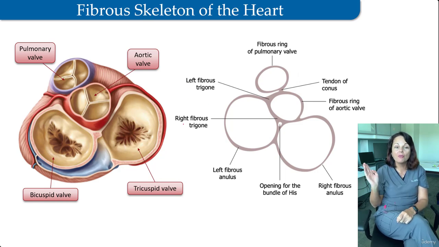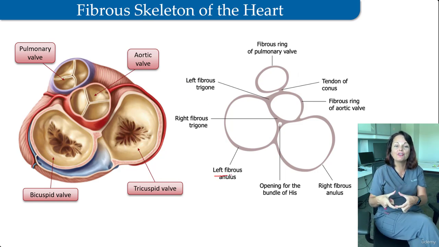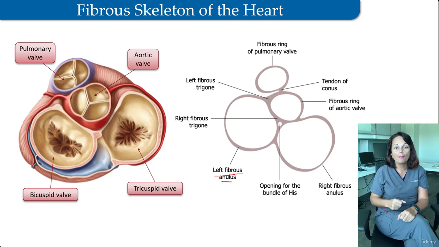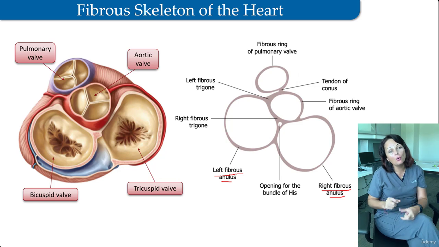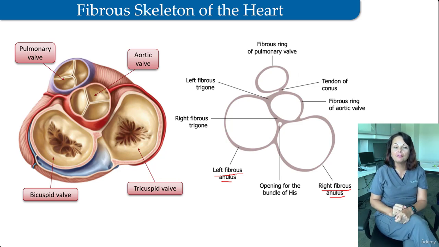The left fibrous ring, which rims the left atrioventricular orifice. The right fibrous ring, which rims the right atrioventricular orifice. And additionally, we have the fibrous ring around the opening of the pulmonary trunk, and a similar one around the aortic opening. The left fibrous ring fuses with the aortic ring to give rise to 2 left and right fibrous trigones situated posterior to the aorta.